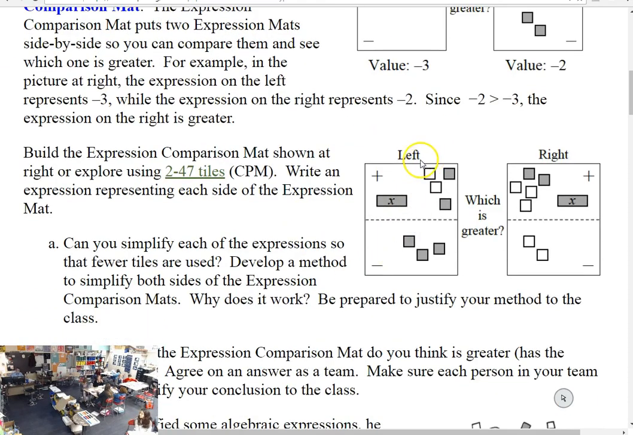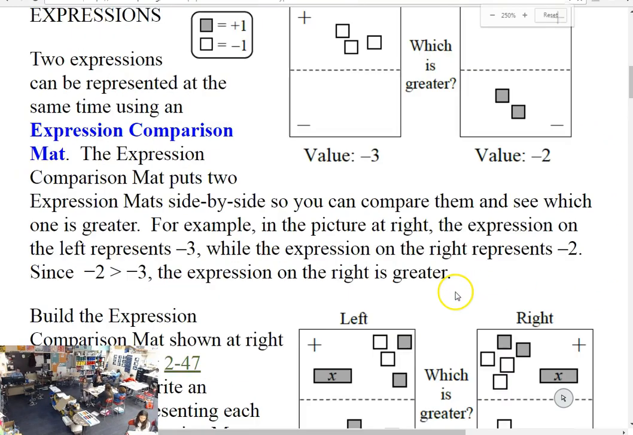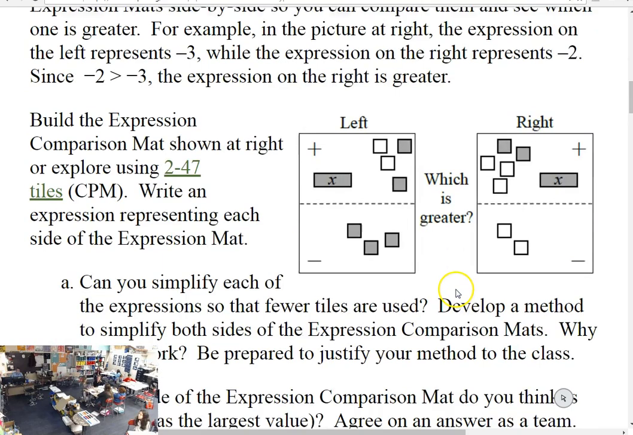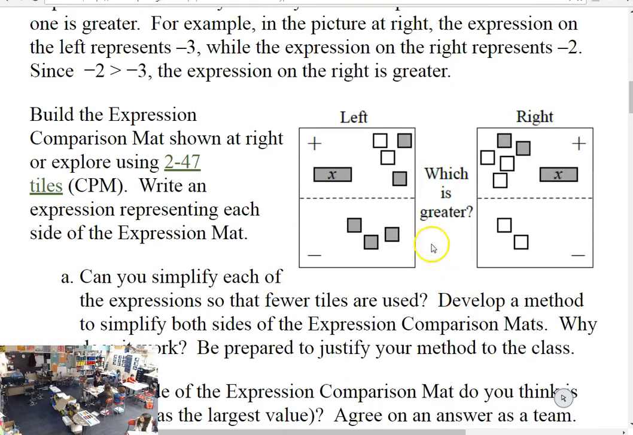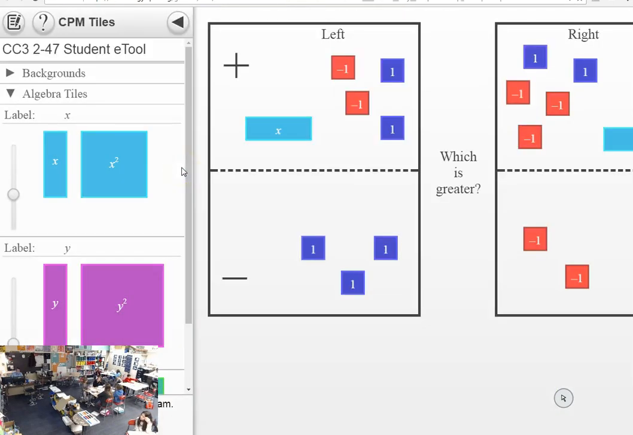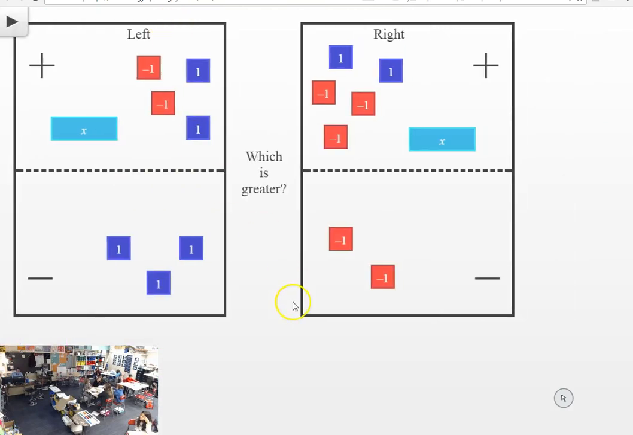So, check out this set of maths. Take a moment. What could we do to deal with these? I'll actually pull it up in a different way. What could we do to compare and make these maths easier to look at? Who can help me?